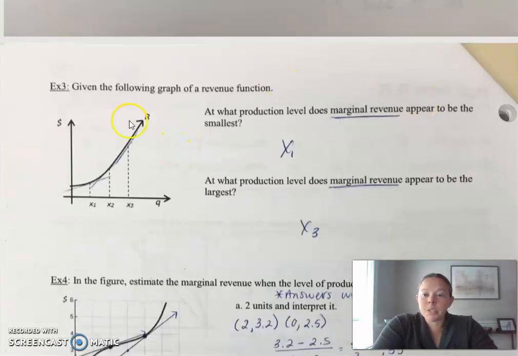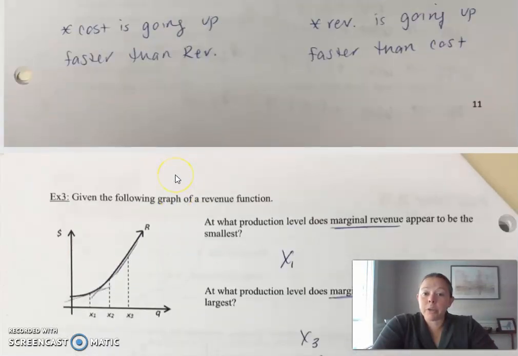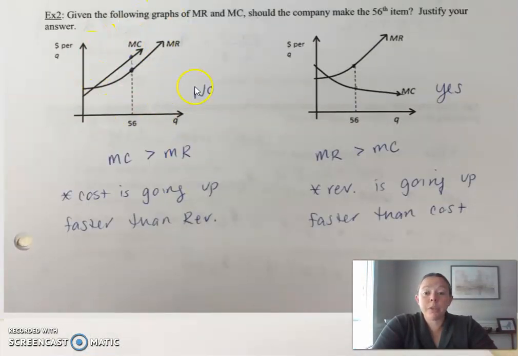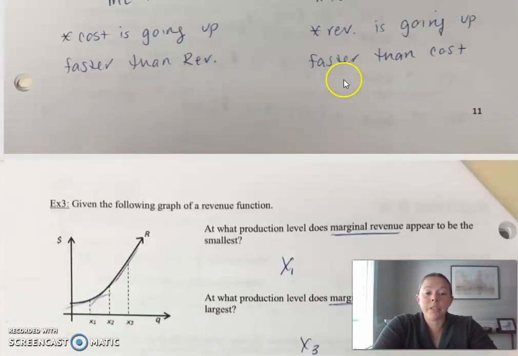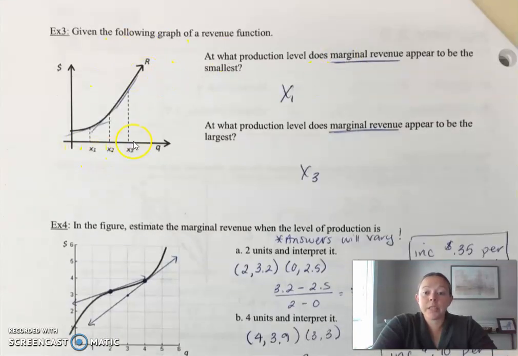All right, so given the following graph of a revenue function. So here's our revenue function here. So keep track of what you're looking at. Up here, these were derivative graphs. This is telling us how fast cost and revenue are going up. Whereas here, we're back to just, this is saying you sell this many items, this is how much revenue you make. So at what production level does marginal revenue appear to be the smallest?